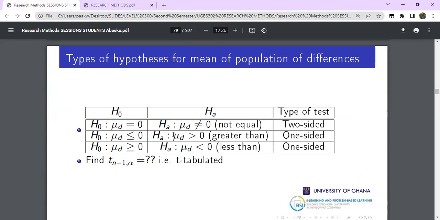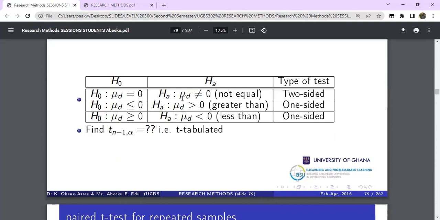An assumption: the differences between paired values are normally distributed. Right. So let's look at the types of hypotheses for the mean of the population difference. As we know, H0 contains what? The equality sign. So for the dependent or paired samples, when you are starting the null and alternate, the mu should be what? Mu D. With the H0, the null, we have the equal sign, less than or equal to, and greater than or equal to.